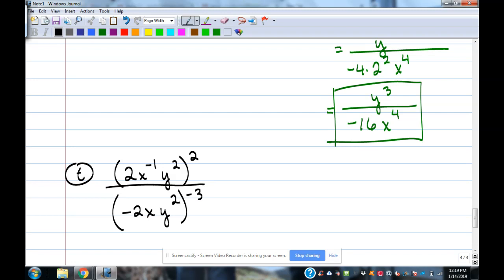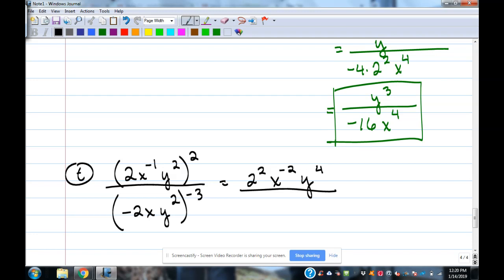This one may be a little bit difficult. Parentheses first. The order of operations is always in charge, so parentheses and then exponents. So we went with 2 squared. -1 times 2 would be -2. Y to the 2 times 2 is 4. So that's our numerator.